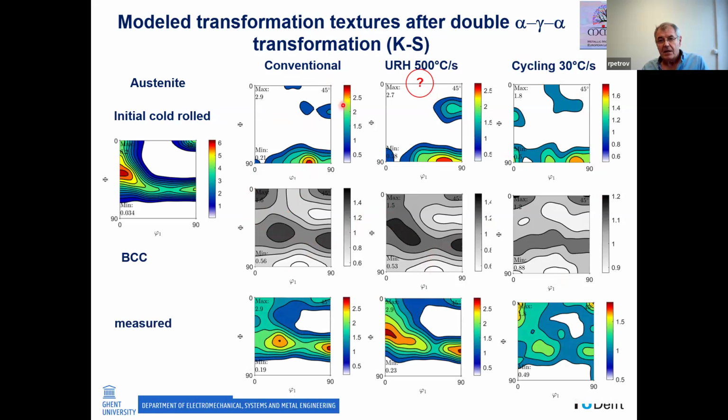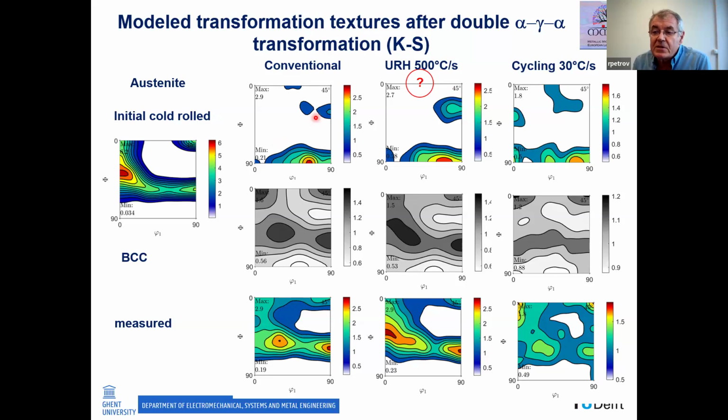As you see, the cube texture here, which is a good indication for recrystallized austenite, is missing. Yeah, you don't see it here, whereas here it is present in this case. Is it true? Yes. From here we went to here by modeling, assuming that there is no recrystallization.